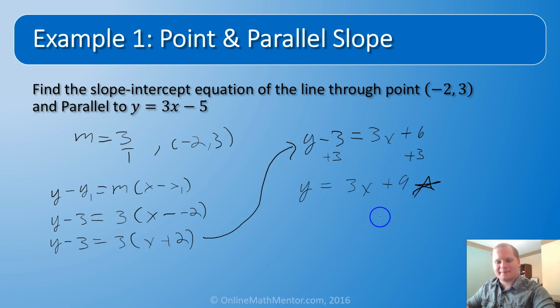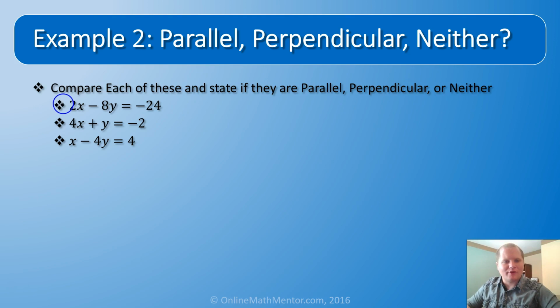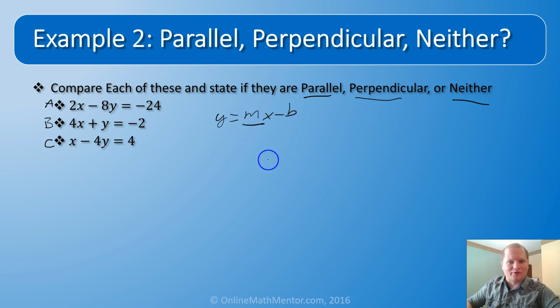And there we go. For this next one, we're going to compare these three equations, and I'll label them A, B, and C. We want to see if they're parallel to each other, perpendicular to each other, or neither. Our first step is going to be getting these in slope-intercept form, because when they're in that form, we can just look and see the slope right away. I'll speed through that real quick.